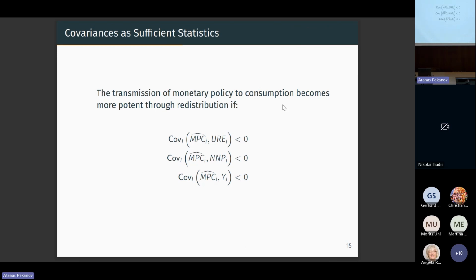Our analysis now revolves around asking this question. What are these 3 objects? How do they look? The covariance between the MPC of households and their position in the unhedged interest rate distribution? The covariance between their MPC and the net nominal position, so their net nominal wealth? And the covariance between the MPC and their income level? If all 3 of those are negative, that will boost the total consumption response in comparison to the representative agent model. Right? I told you that if all 3 are 0, we are back to the representative agent model. And if all 3 are negative, that means that in the representative agent model, we're missing some elements.